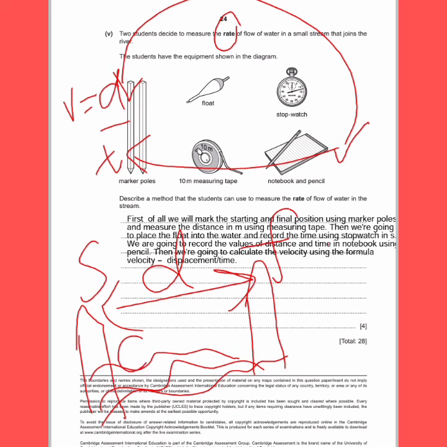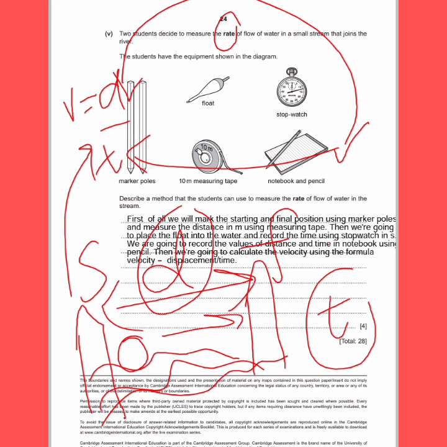I'm going to put the float in water. For example, this circle is my float. Okay, and I'm gonna start my stopwatch, and I'm gonna measure time t taken for the float to reach the final position. So I have a measurement of distance and time, both recorded in my notebook using pencil, and then I'm gonna simply use the formula velocity is equal to distance upon time and calculate the rate of flow of water in that small stream.